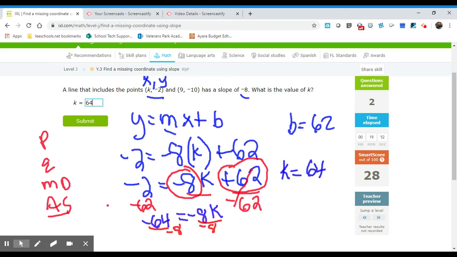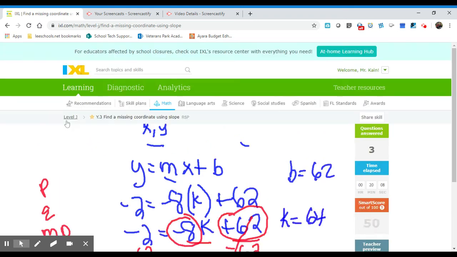Oh, I'm sorry. I almost did that wrong. -64 divided by -8 is positive 8, because 8 times 8 is 64. I'm so glad I didn't click submit. That would have been bad.